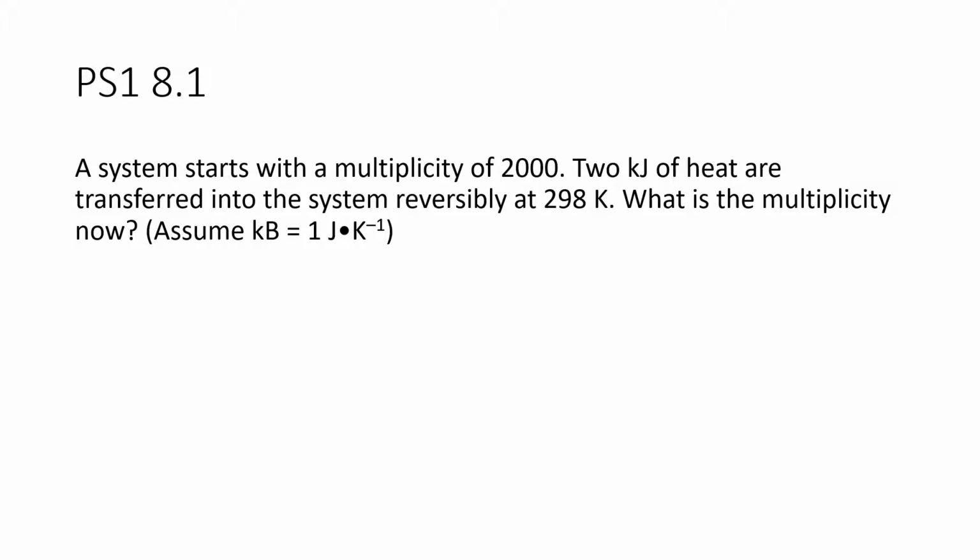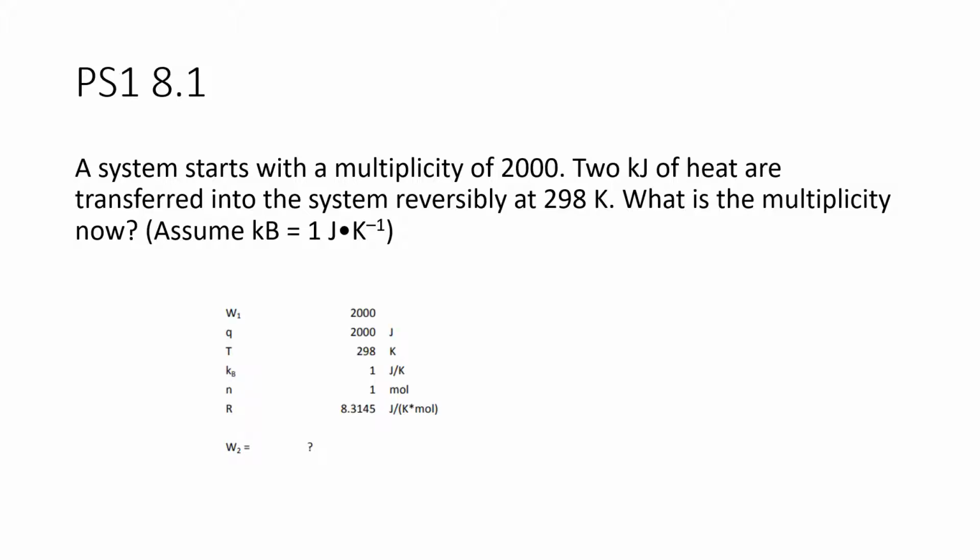So looking at 8.1, there were some other problems that I saw come up, and hopefully this clarifies a little bit. So a system starts with a multiplicity of 2,000. 2 kilojoules of heat are transferred into the system reversibly at 298 K. What is the multiplicity now? And assume that Kb is equal to 1 joule per Kelvin.